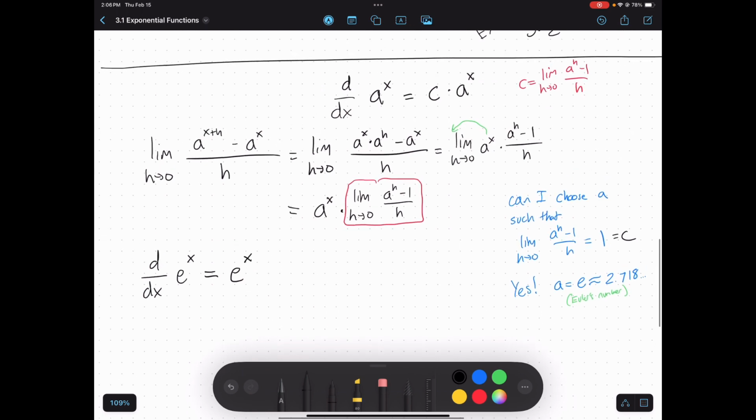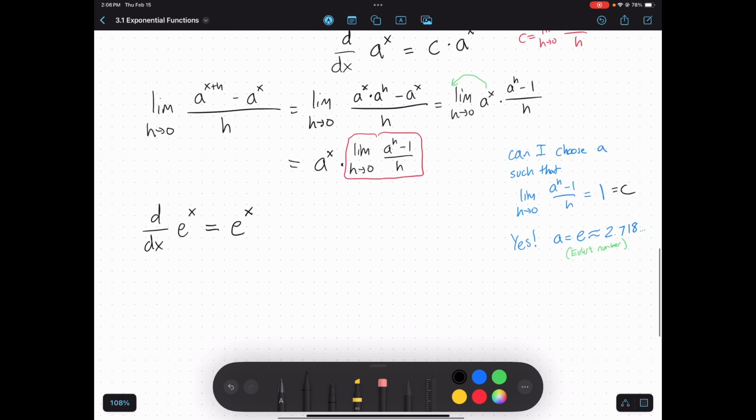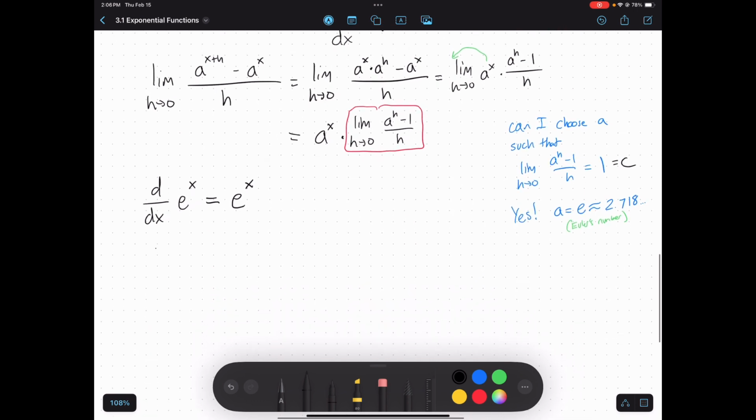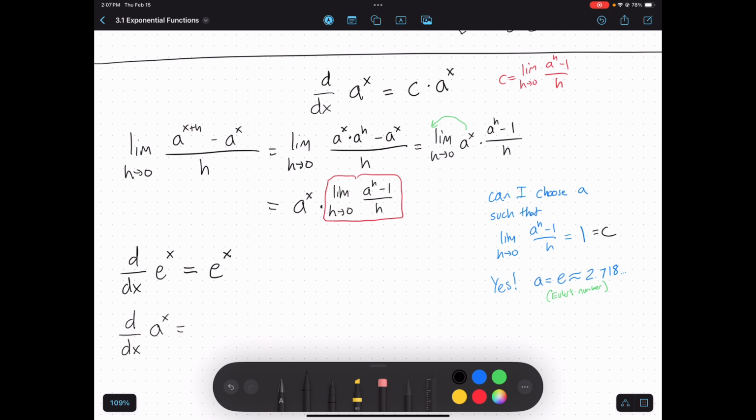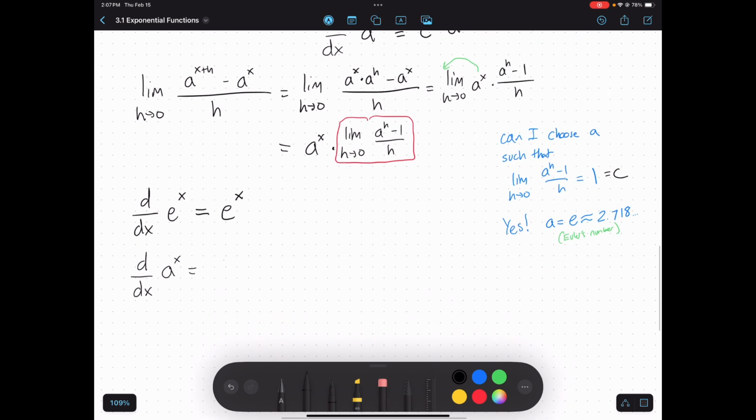Okay, but that still doesn't answer my question. That answers my question for a very specific choice of a. But based off of knowing that e is that special number where the derivative is just itself, we can actually find what the derivative of a to the x is. The derivative, like we said, is just some constant times a to the x, but it turns out that constant is the natural log of a, times a to the x.